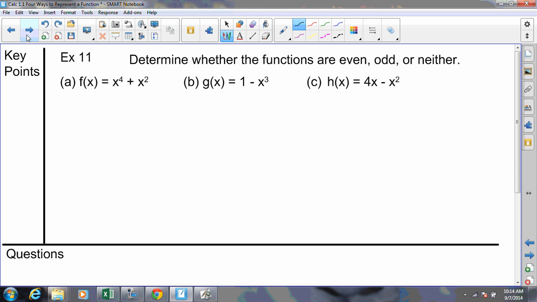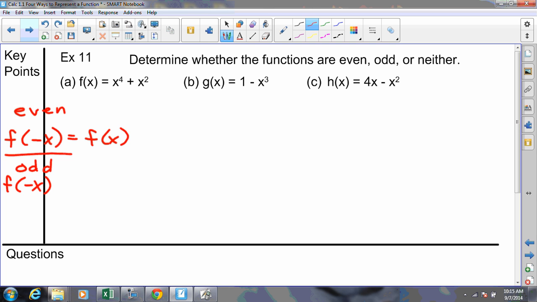Example 11. Are the functions even, odd, or neither? Okay, so big things worth remembering. An even function has the definition that if you take and replace the argument with the opposite of x, and then you simplify it, you get the same thing. And an odd function is if you replace it with the negative, you wind up with negative f of x. Those were the algebraic characterizations of an even or odd function.